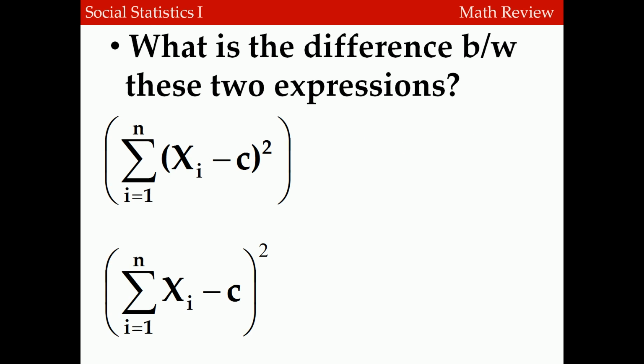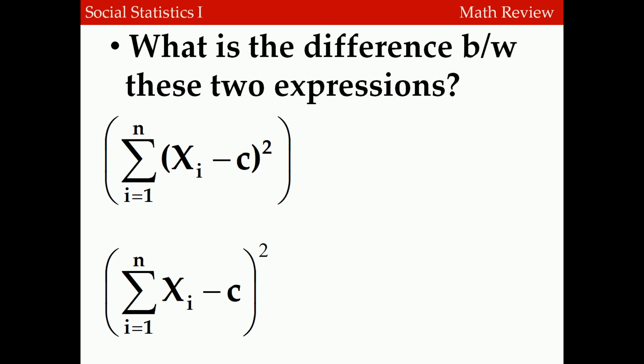Now look at the 2 expressions below. What's the difference between the 2? Well, you can see that the first expression tells us to take the sum from i equals 1 to n of some variable x sub i minus c, squared. So basically there, what we're going to do is take the difference between each value of x and c, the constant, and square it, and then add them together.